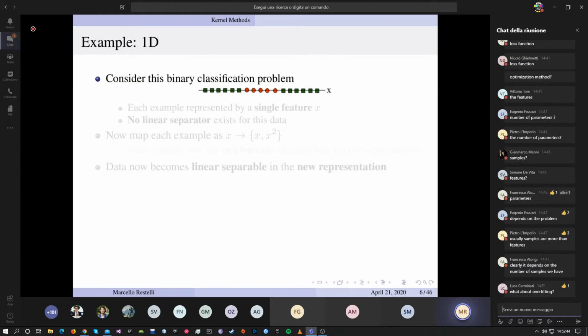Okay, so lambda is used for managing the bias-variance trade-off, but you want to start with a potential hypothesis space that is very large. And then you will do model selection.